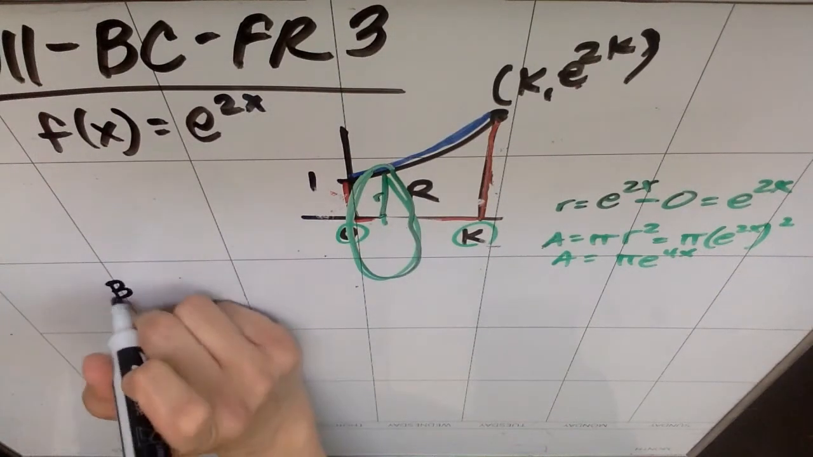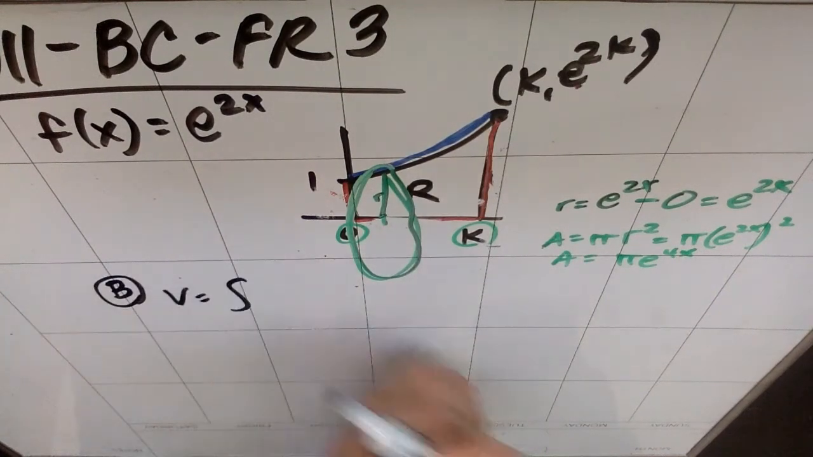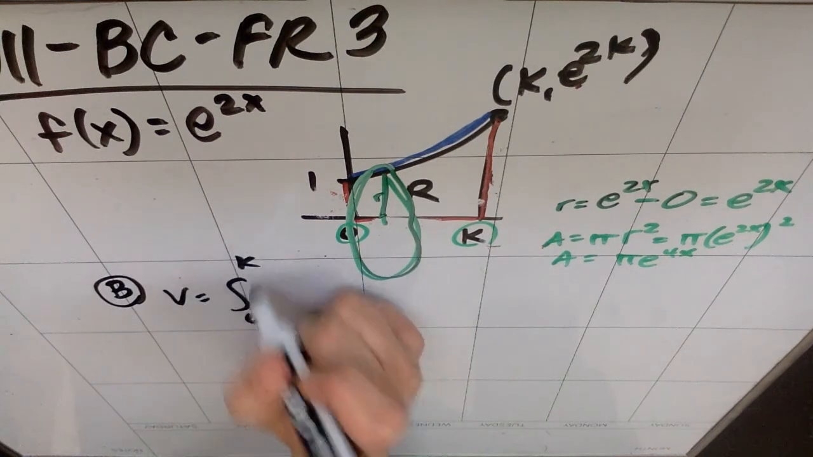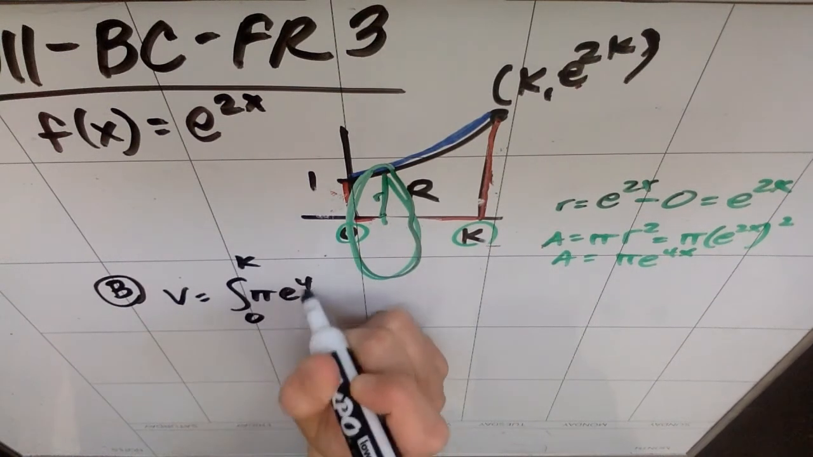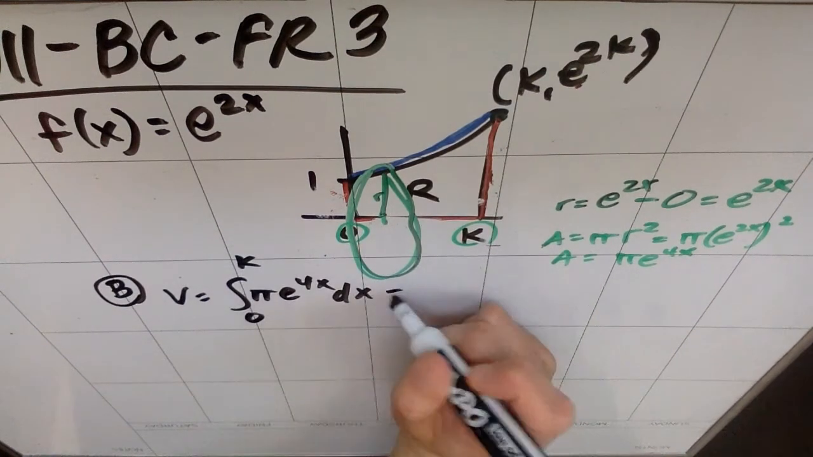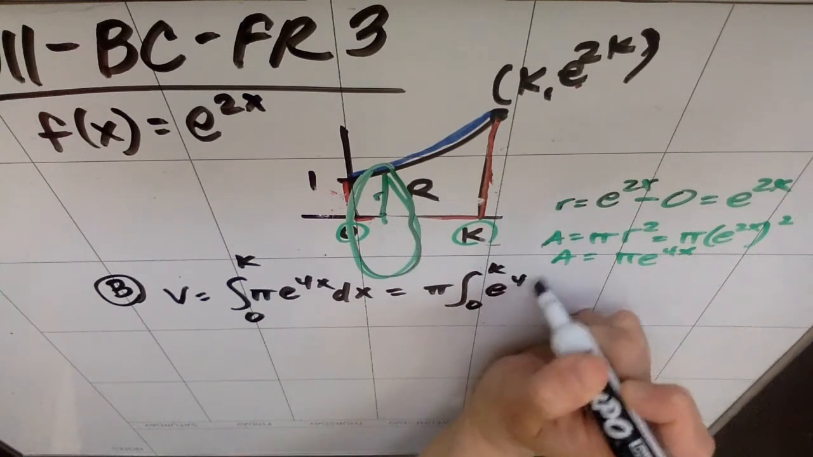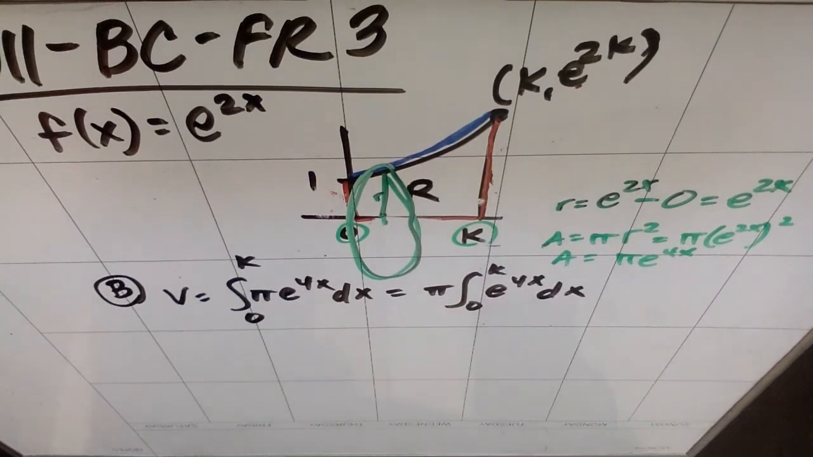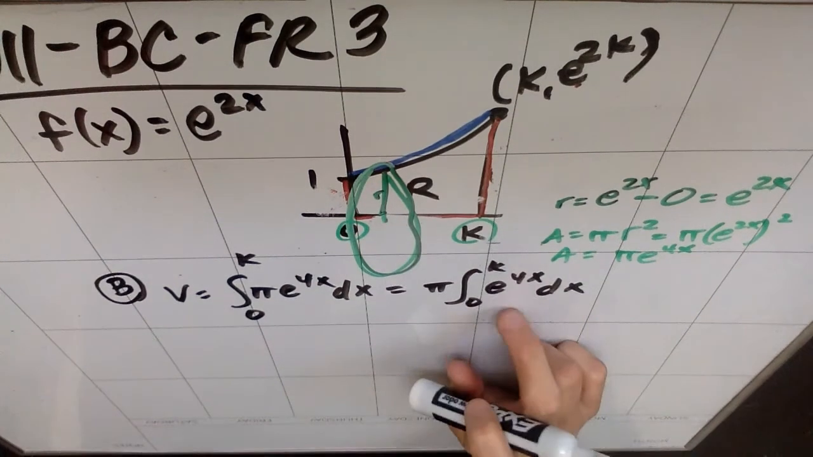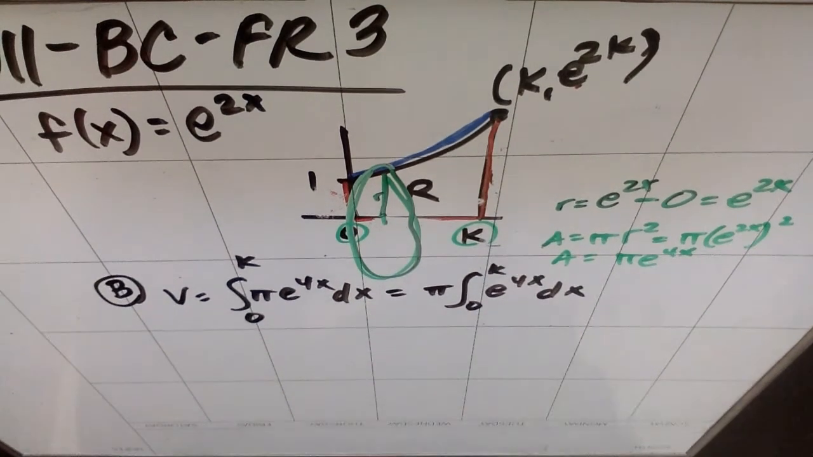So what's going to happen is my volume is going to be the integral from 0 to k of pi e to the 4x with respect to x. I can yank the pi out in front. And then, although this is technically u-substitution because your u would be 4x and your du would be 4dx, that's fine. You can also recognize that if you were to derive e to the 4x, every time you derive, the chain rule would mean that you'd multiply by 4. So if you're integrating e to the 4x, every time you integrate, you're going to divide by 4.